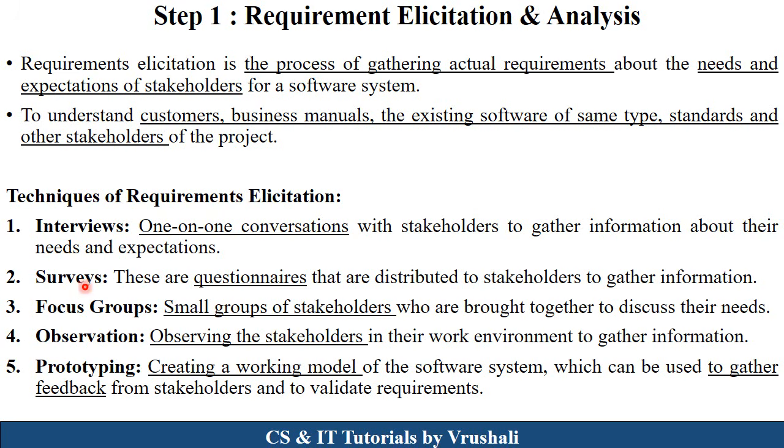The second method is survey. They prepare questionnaires and distribute those questionnaires to each and every stakeholder, each and every person, and gather the information. After that, focus group. Here, a small group of stakeholders, meaning a small group of principals, teachers, students, and other people, is gathered. They discuss with them which type of functionality they want in the particular project, meaning what features teachers want, what features students want, these details.